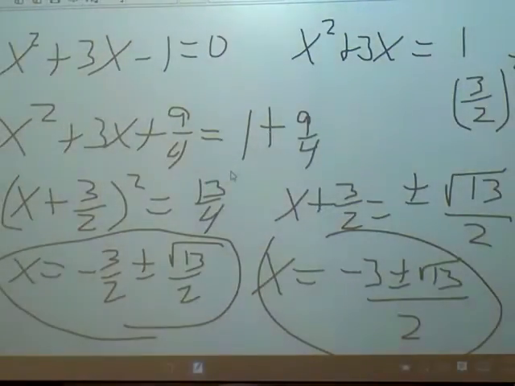Alright, now we got to look at what to do if our a is not a perfect square, if our first term is not a perfect square.